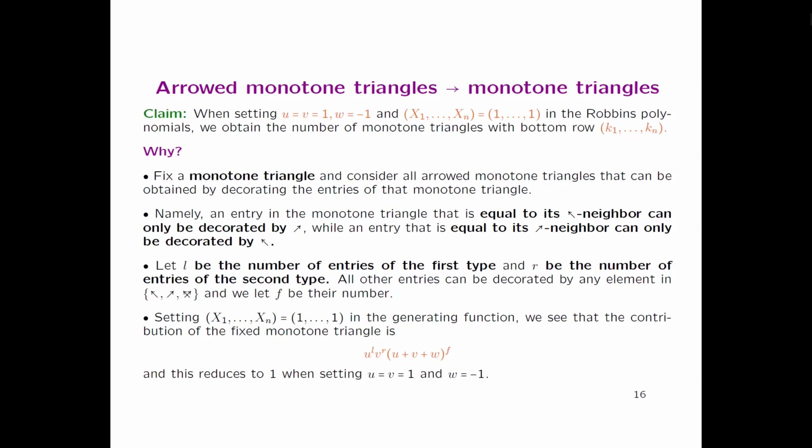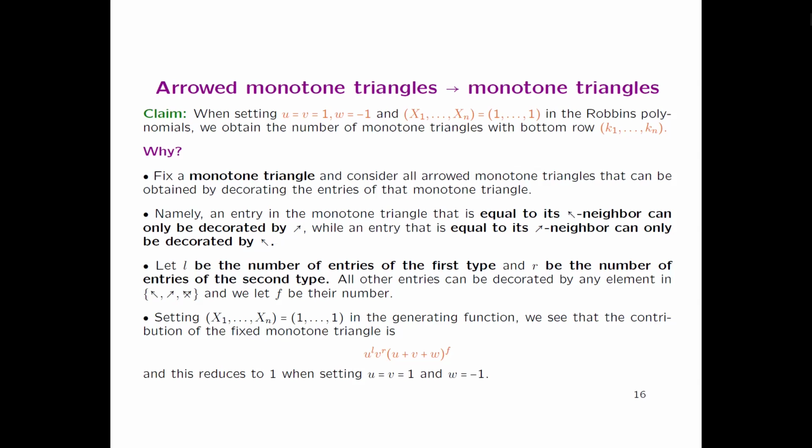So there are some entries for which there is no choice. So if an entry is equal to its northwest neighbor, then an arrow can only point in the other direction because it must not point to an element that is equal. And the same if an element is equal to its northeast neighbor, then an arrow can only point in the other direction. But if this is not the case, then all decorations are allowed.